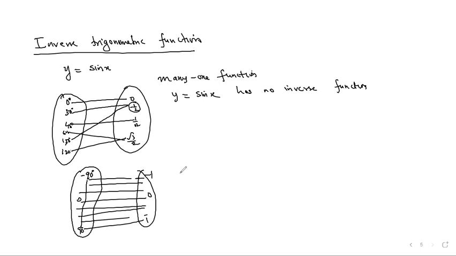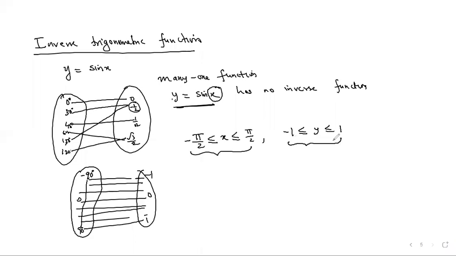So what did I say? Just tell me once again. How can you make this function one-one and onto? By restricting it to minus 90 to plus 90, taking the x coordinate from minus 90 to plus 90, and the y coordinate is always from minus 1 to plus 1. That means the domain should have only this x value and the range should have only this value. Then it will be one-one and onto. Then y equal to sin x is one-one and onto.